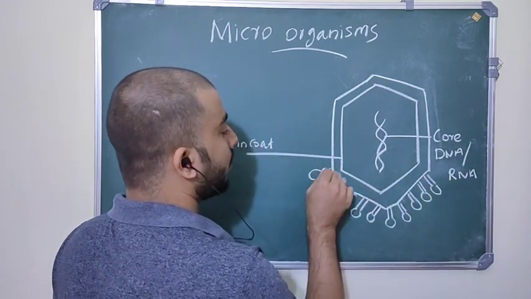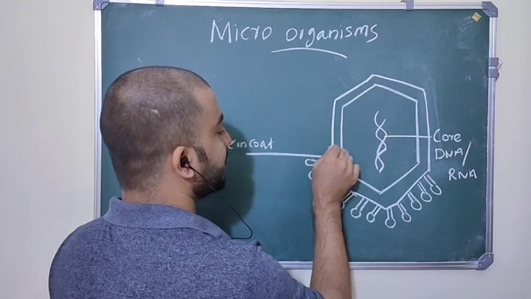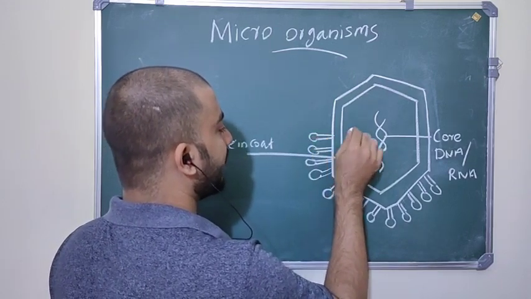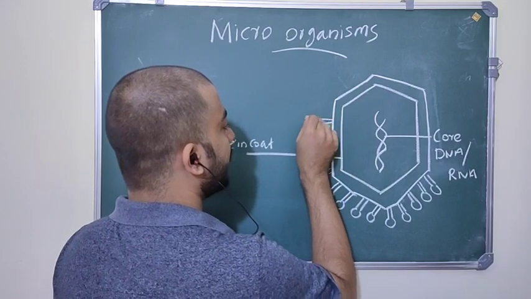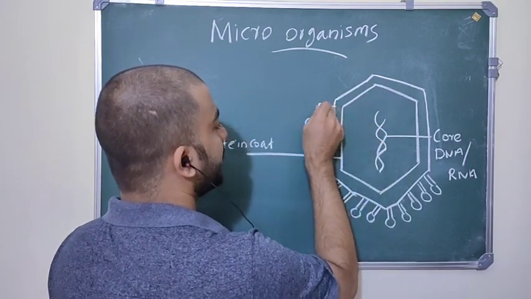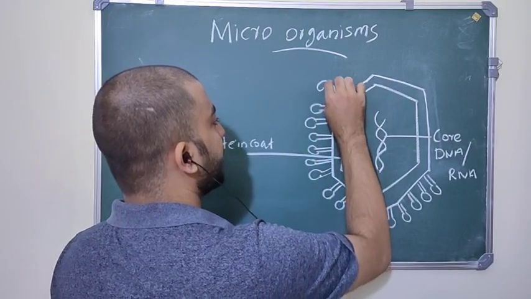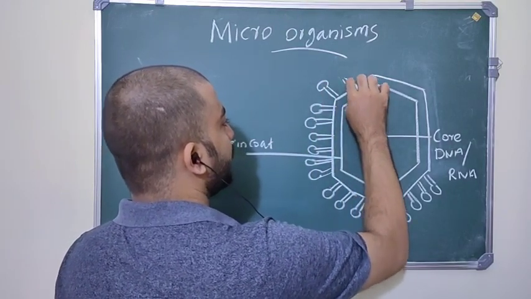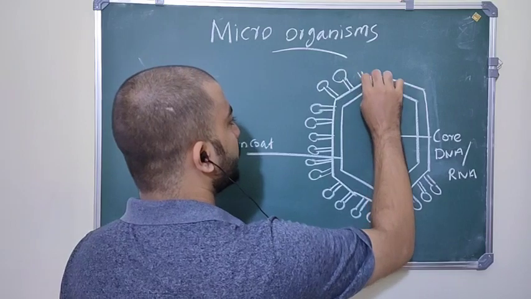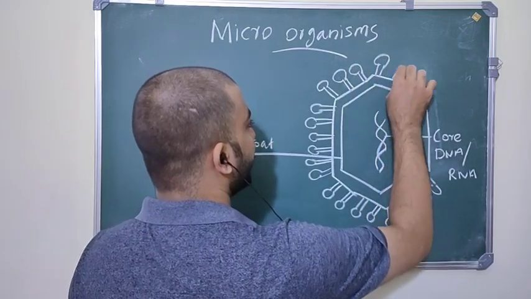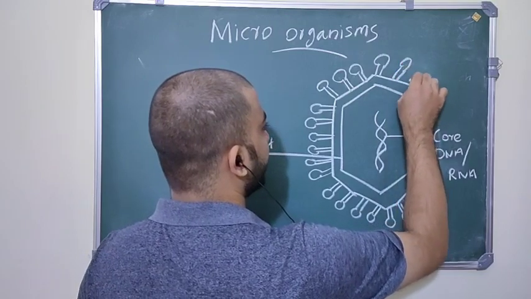You know, coronavirus has this kind of structure. They have a lipid envelope and they have a protein coat and they have genetic material. So what is the use of this spike? We know they use this spike to attach to their host cell.